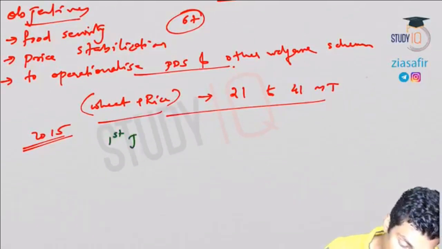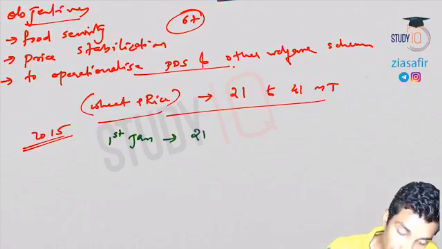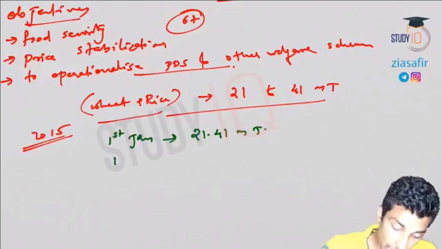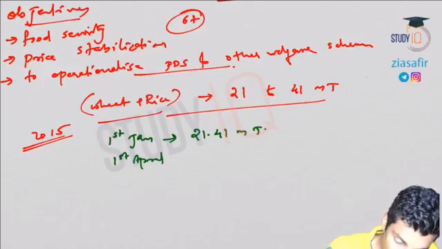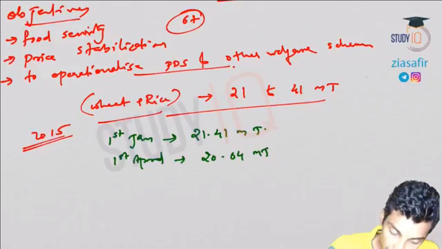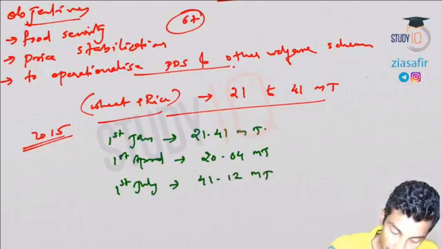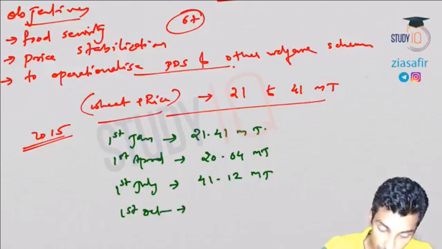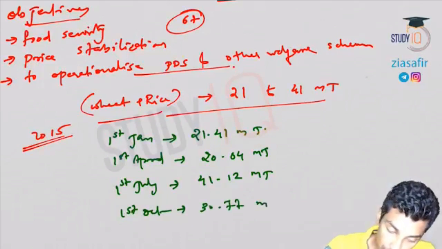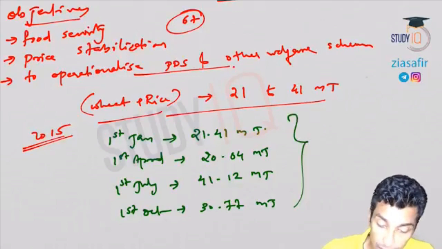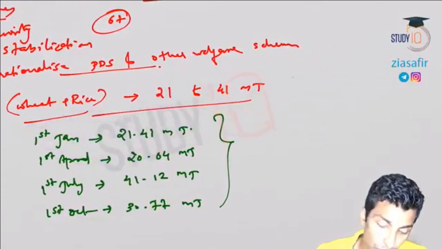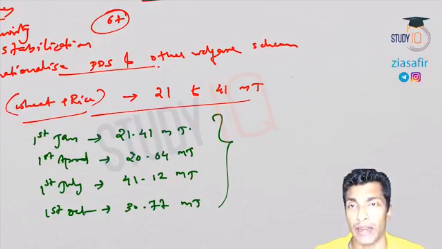So if you see, 1st January, it is 21.41 metric ton. Okay, and then 1st April, 20.04 metric ton, and 1st July, 41.12 MT, 1st October, 30.77 MT. So this is the buffer stock norm. Based on this only you have to maintain or manage buffer stock.